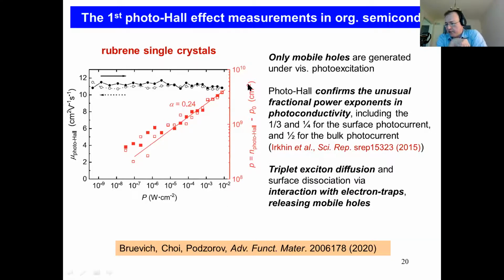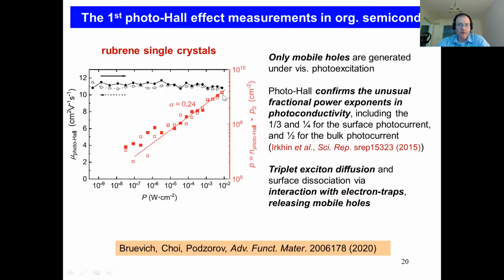By the way, another benefit of the Hall effect is that you can tell the sign of the charge carriers. You can see whether holes or electrons are dominating your process. And in this case, the sign of the carriers is holes. So this whole situation looks like all the electrons that we might be generating are trapped. They're completely trapped, and 100% of photocurrent is carried by holes. So we're generating only mobile holes under photoexcitation.